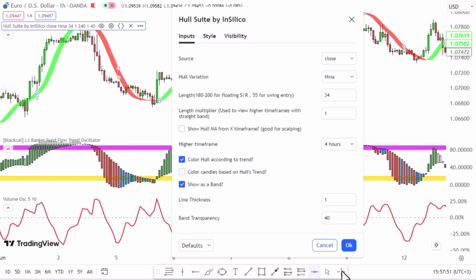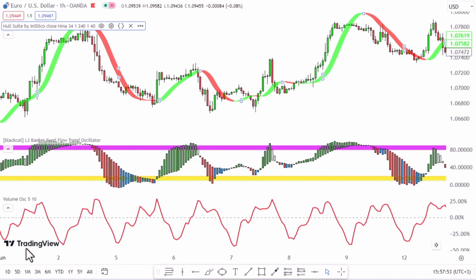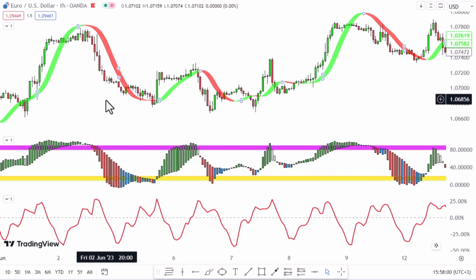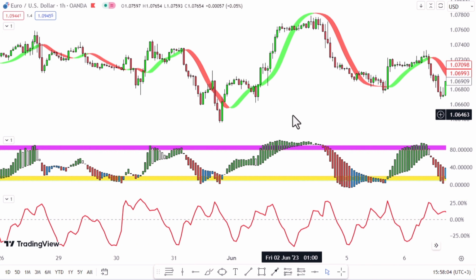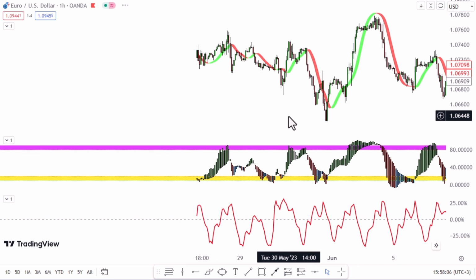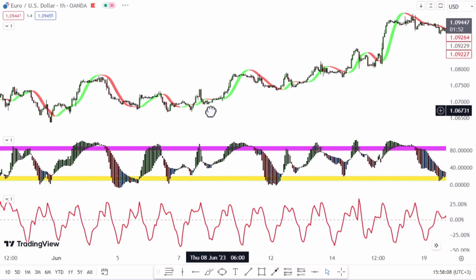Now let's take a look at how we'll be combining the indicators. First, we will be using the whole suite indicator to provide insights into the short-term trend. By analyzing the whole suite indicator, we can identify the direction of the market's momentum, helping us determine whether the trend is bullish or bearish.